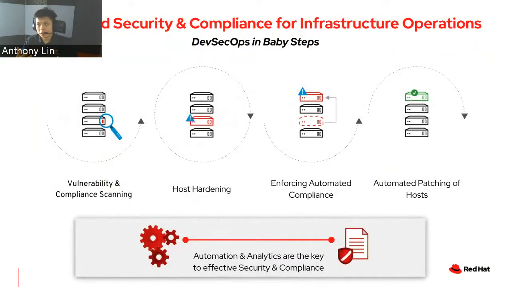If you were to look at it in baby steps, we look at different things, like vulnerability and compliance scanning, host hardening, enforcing automated compliance, and the automated patching of hosts using tools like Ansible. Then we look at how automation and analytics are the key to effective security and compliance. In order to achieve end-to-end security automated and compliance automated, we want to make sure that we also include analytics to help us. And that's where Red Hat Insights can come in to help, which we will cover a bit as we move on.